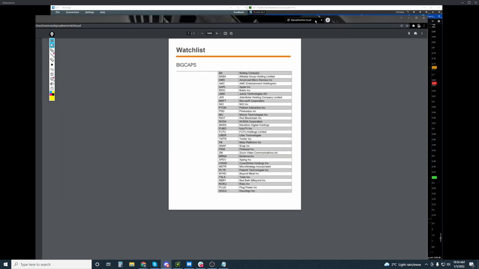So these are the stocks that I look at every single day. These are basically the stocks with more liquidity and bigger market cap that I'm interested in. Stocks that like to trend. They trended a lot in the past, so I know they can give me a very good setup to trade intraday. Okay, so this is for the big caps. This is excellent.